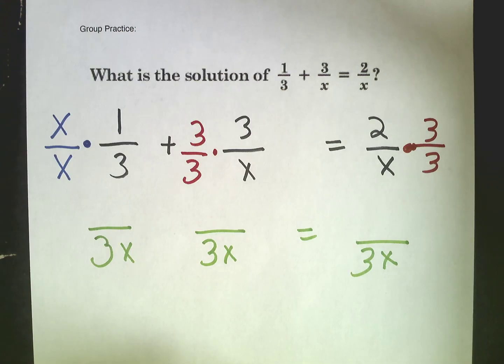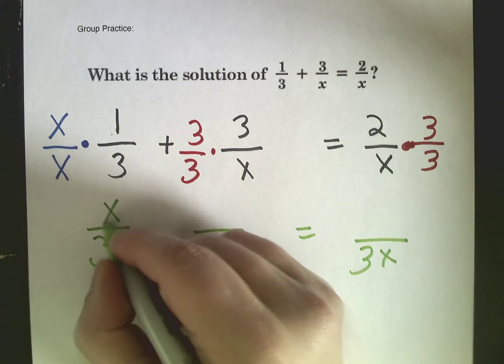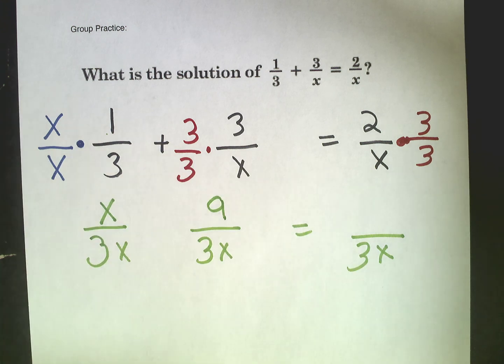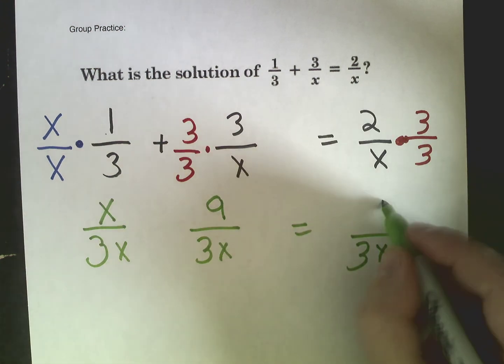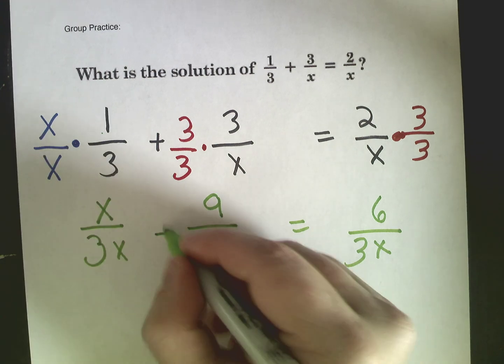The only way I changed up this problem, though, is that these numbers on top are now slightly different. 1 times x. 3 times 3. 2 times 3. Oh, I forgot that I have to add them.